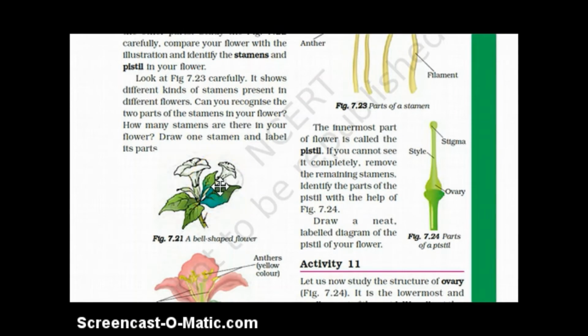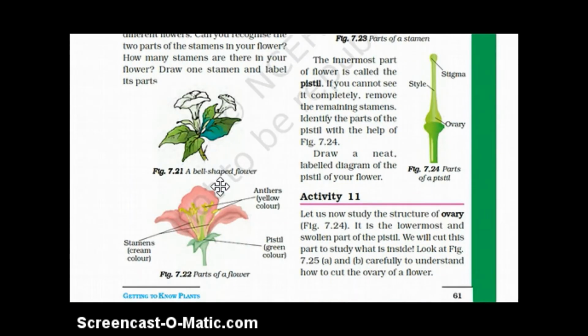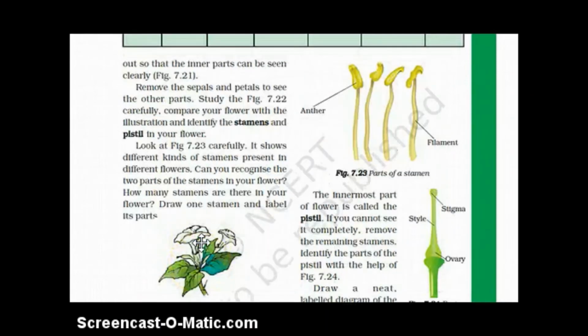So we have seen the different parts of a plant, that a flower has four main parts. The sepals, which are green in color and protect the flower in the bud stage. The petals, which are colorful and help in attracting the insects. Then the stamens, which are the male reproductive part, and the pistil, which is the female reproductive part.